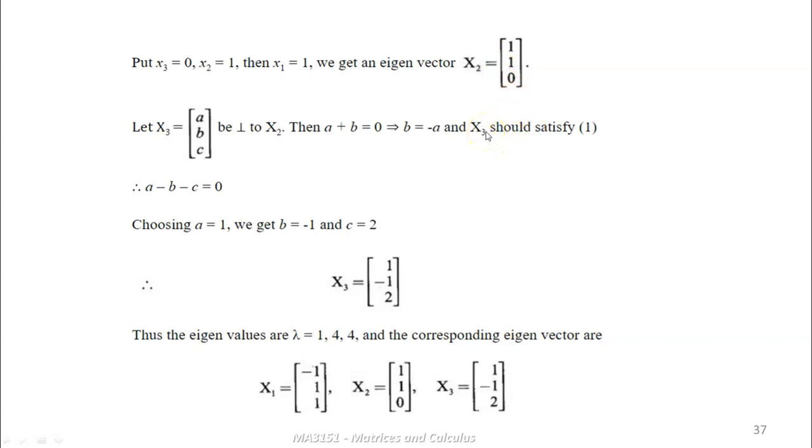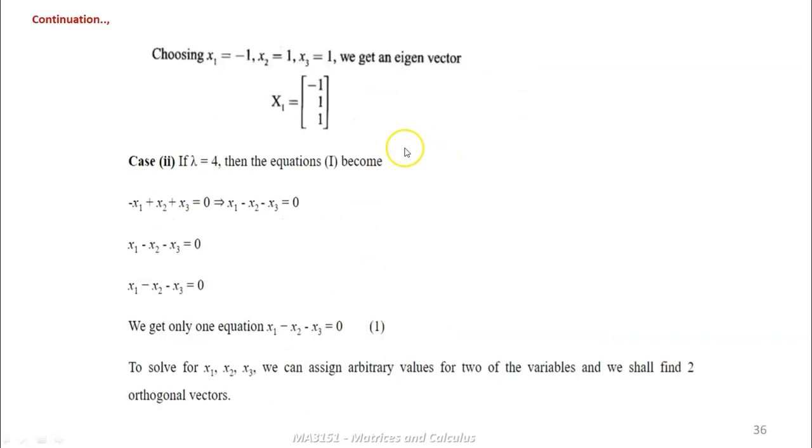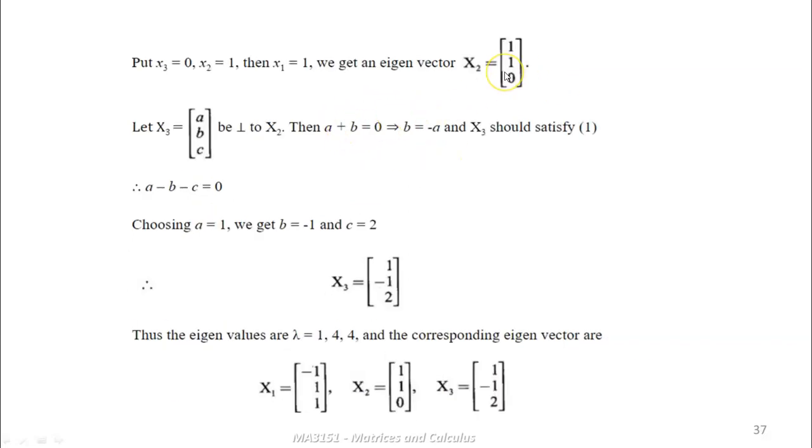Then for finding the third vector, you have to assume x3 equal to general A, B, C. Now we are going to apply the cross multiplication rule for the first vector and second vector. We get A equal to 1, B equal to minus 1 and C equal to 2. Therefore, the third vector x3 equal to 1 minus 1 2. So we got 3 eigenvectors corresponding to 3 eigenvalues.